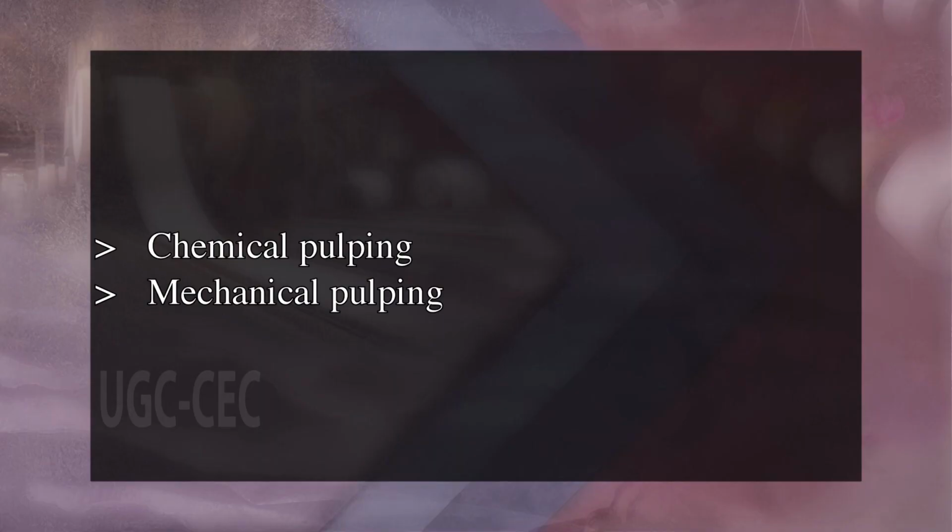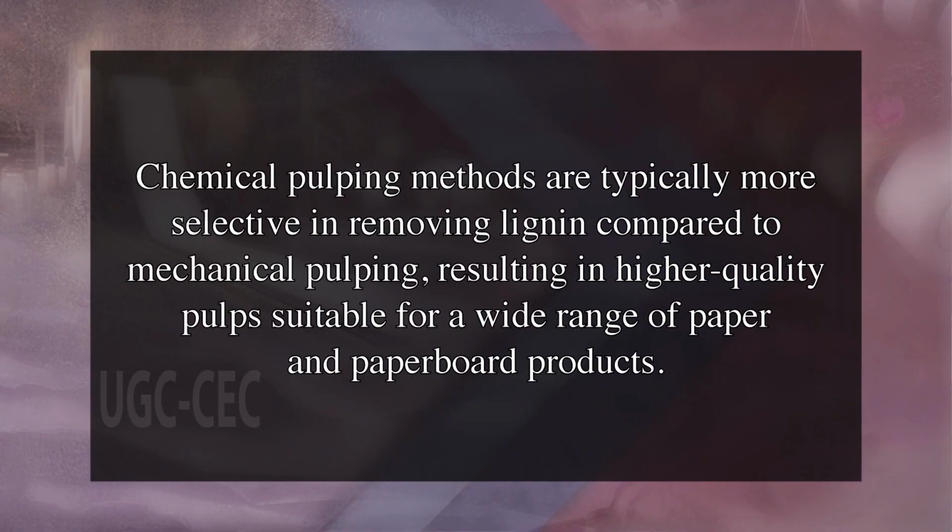The two primary pulping methods are chemical pulping and mechanical pulping. Each method has its unique characteristics, advantages, and applications in the paper industry. Chemical wood pulping involves the extraction of cellulose from wood by dissolving the lignin that binds the cellulose fibers together. Chemical pulping methods are typically more selective in removing lignin compared to mechanical pulping, resulting in higher quality pulps suitable for a wide range of paper and paperboard products.